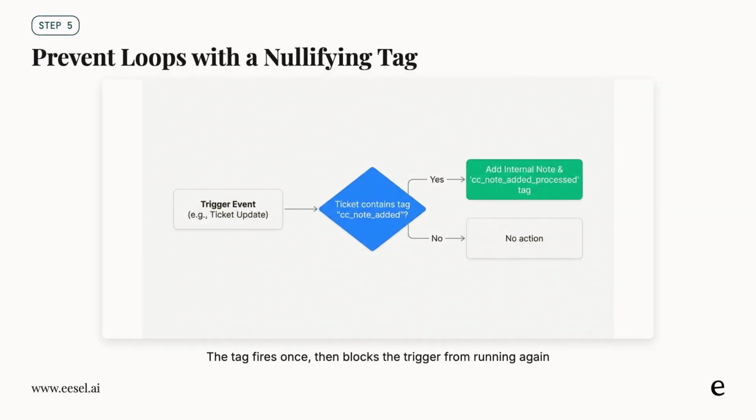This step is critical. Without it, your trigger fires on every update to the ticket, flooding it with identical notes. Add a condition. Tags contains none of the following, cc_note_added, then add an action. Ticket, add tags, cc_note_added. That tag acts as a flag. Once the trigger runs, it tags the ticket and blocks itself from running again.